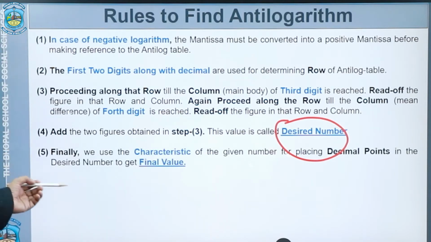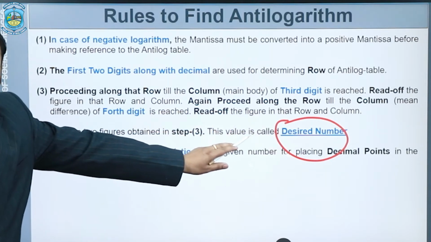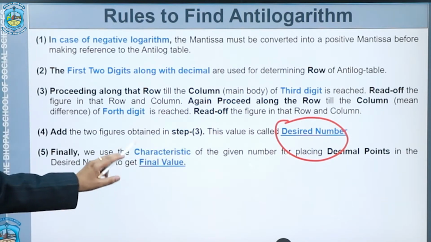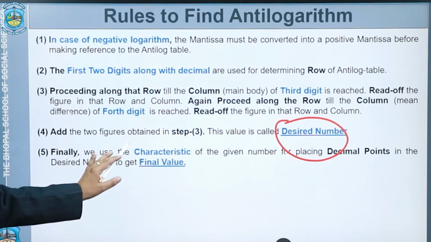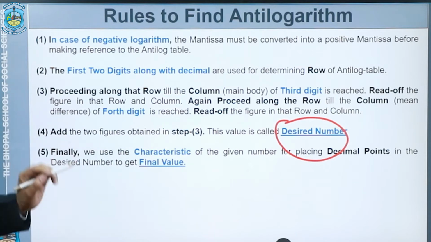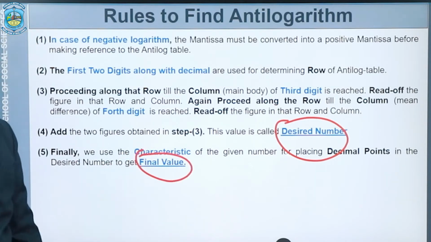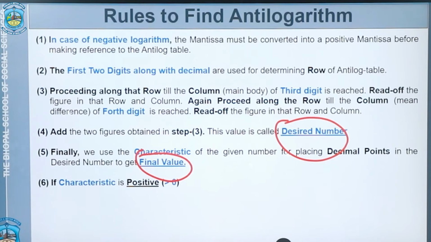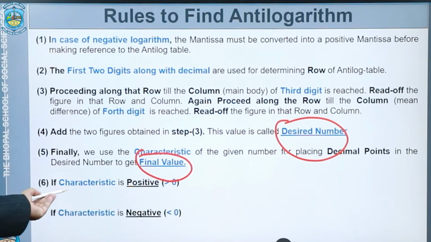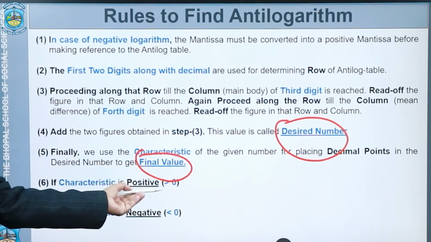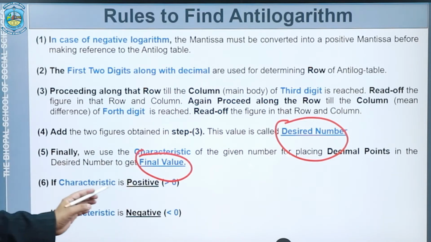Now, after we have found the desired value, we use the characteristic value of the given log value to put decimals into this desired value, and that value is known as the final value. Okay? So now there are two cases. The first case is that our characteristic is positive, that means more than 0, or our characteristic will be a negative value, which is less than 0.